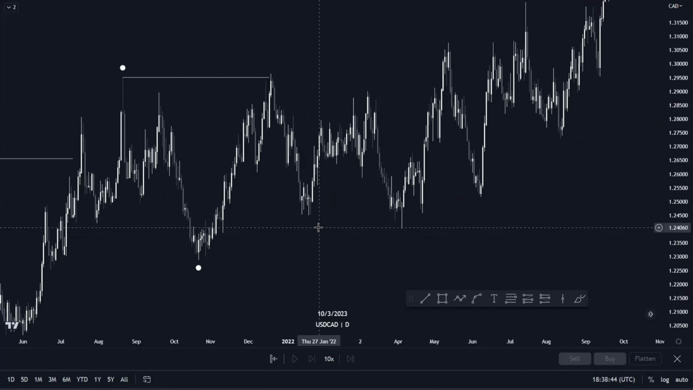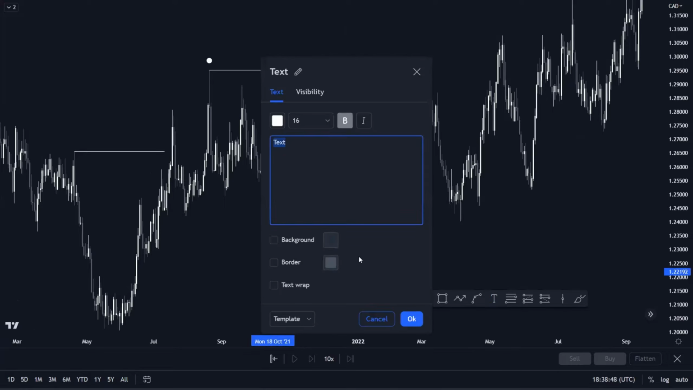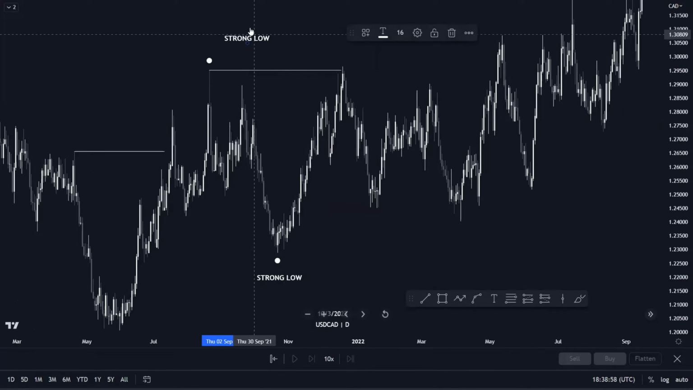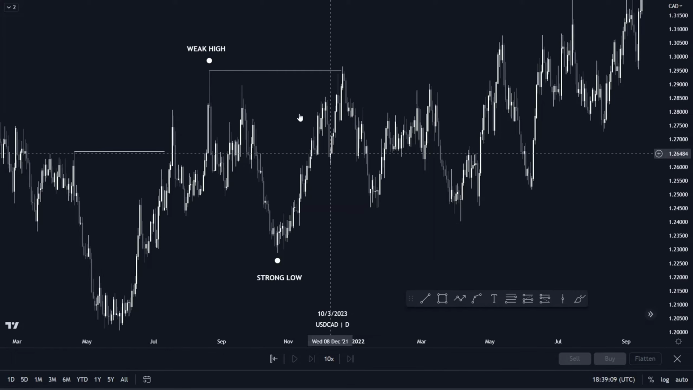Meaning that here this is our strong low, and this here will be our weak high.